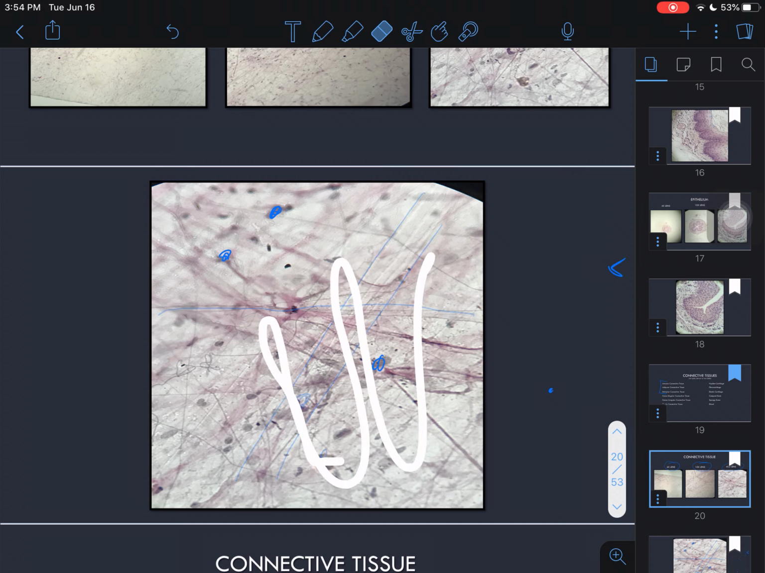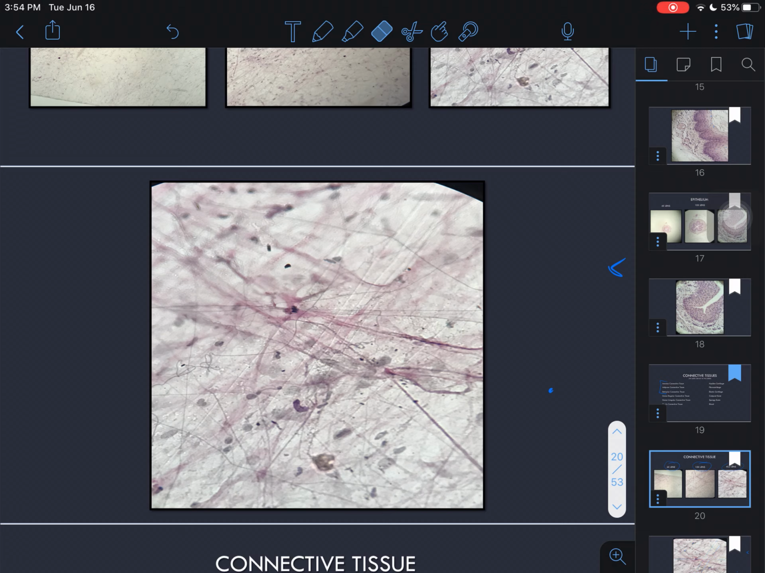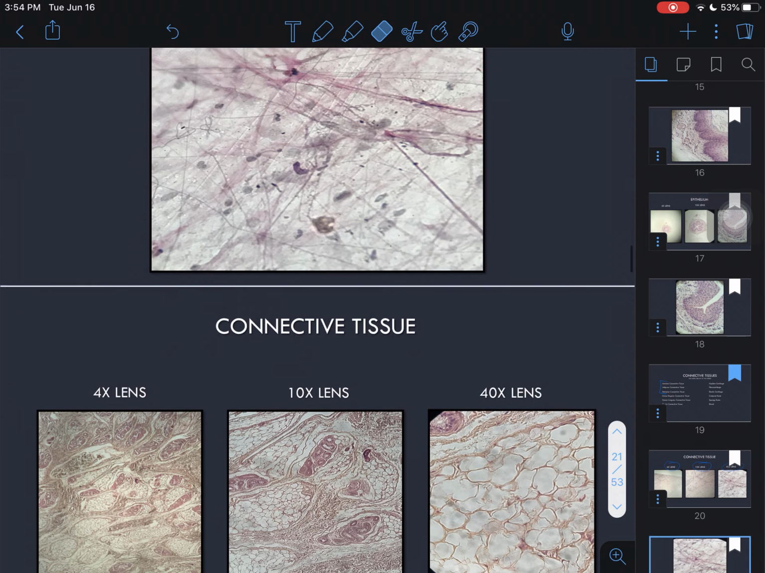Notice it's very thin lines, very small fibroblast nuclei, and that's pretty much all there is to this one. You actually also have mast cells, which I don't think this one's actually dyed for mast cells. But there are other things in these tissues. So that's areolar.